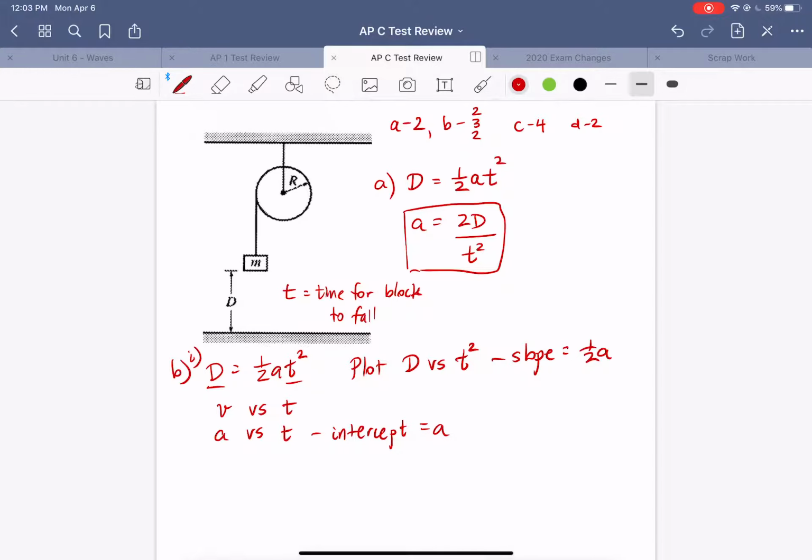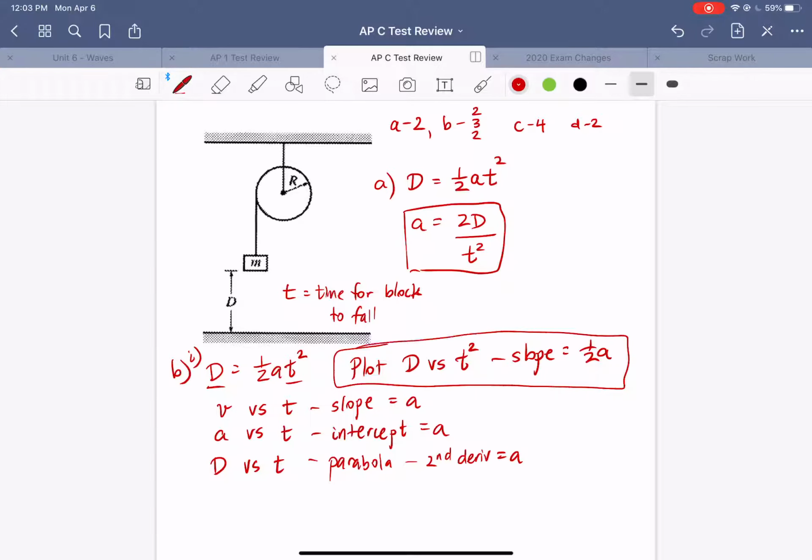Or you can even say that you're going to plot d versus t, but in your justification, you would have to say that this graph would be a parabola and that the second derivative would equal the acceleration. So they'll accept any of these. For v versus t, by the way, it would be the slope that equals the acceleration. Of all of these choices, the one I would go with is probably d versus t squared. This is the most direct and the easiest one to do with the data that you have.